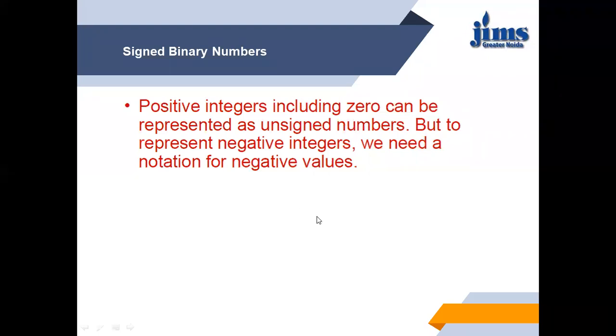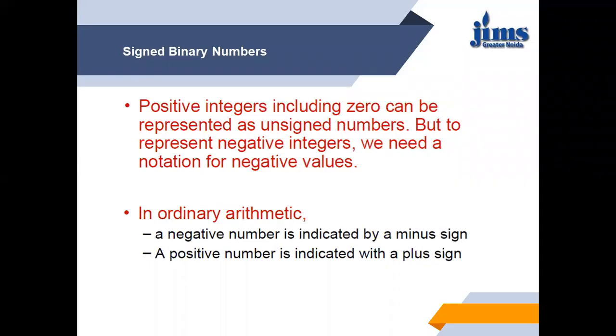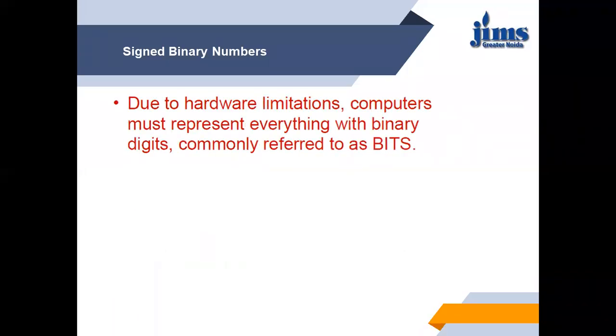So we need a notation for the negative values. And in ordinary arithmetic, a negative number is indicated by a minus sign, and a positive number is indicated with a plus sign. That is in general what you study from class 1 to 12 or in the first year, when we are not talking about computers. Due to the hardware limitations, computers must represent everything with binary digits, commonly referred to as bits. When we are talking about a binary number, each digit is known as a bit. So each one is a single bit. If I represent 10, that represents 2 bits.